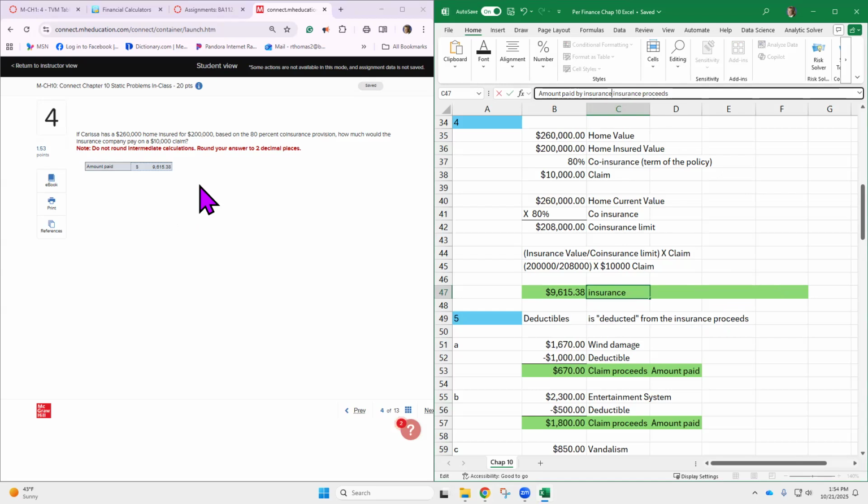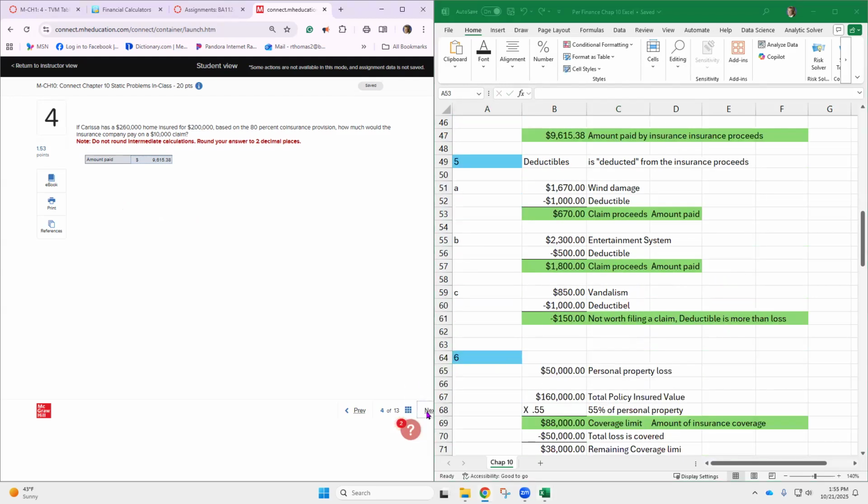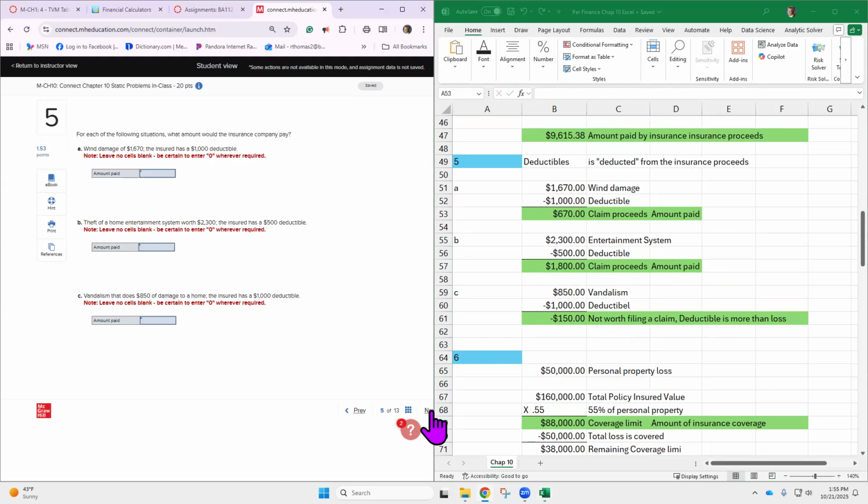Sometimes they use different words. So amount paid, that's also known as the insurance proceeds. Okay, now we're going to talk a little bit about deductibles. So deductible is the amount that you deduct from the insurance proceeds. Insurance proceeds are paying a claim.